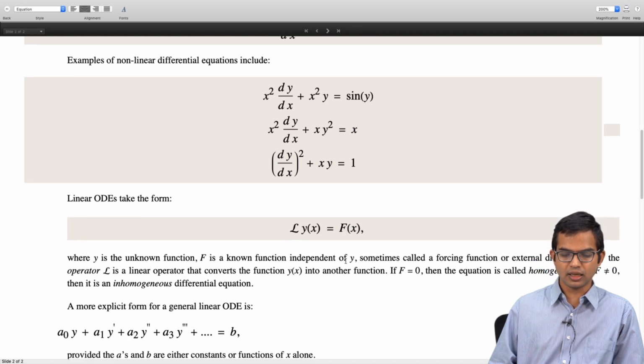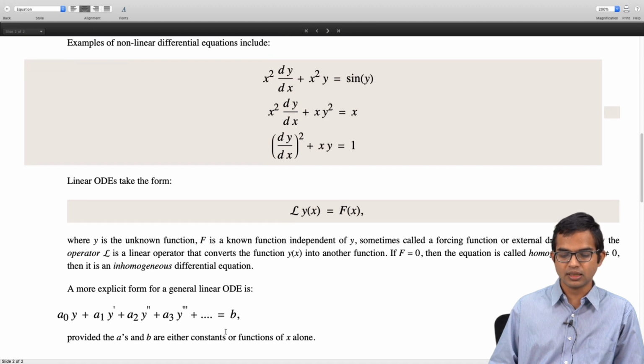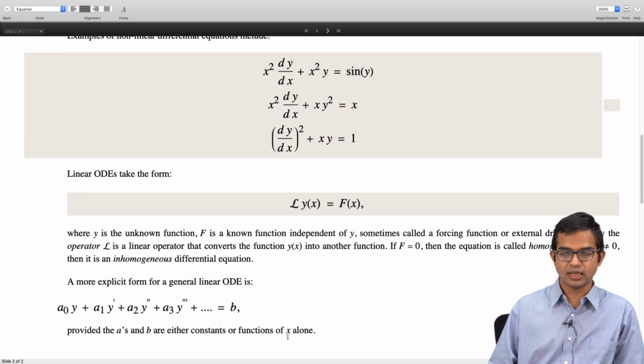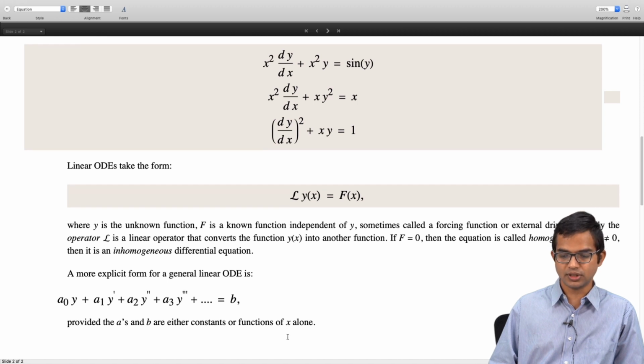So in general, an explicit form for a general linear ODE, you can write it like this: a naught y plus a one y prime plus a two y double prime, and so on all the way. It can go to whatever order, equal to b, provided the a's and b's are either constants or functions of x alone, right? So that's important. You can have functions of x, and that's not a problem. It still will be called a linear differential equation.